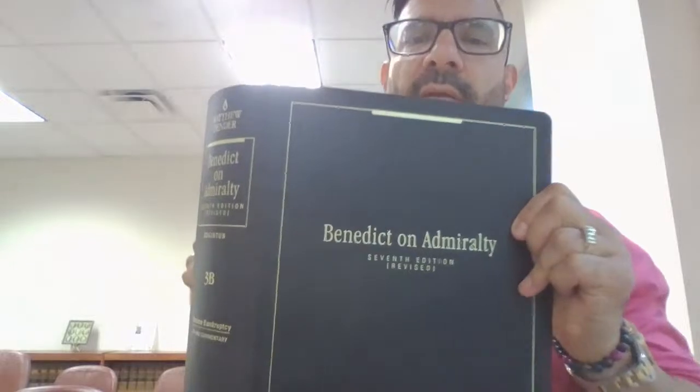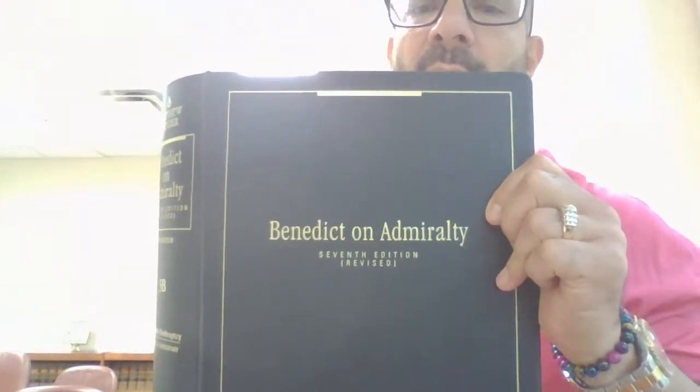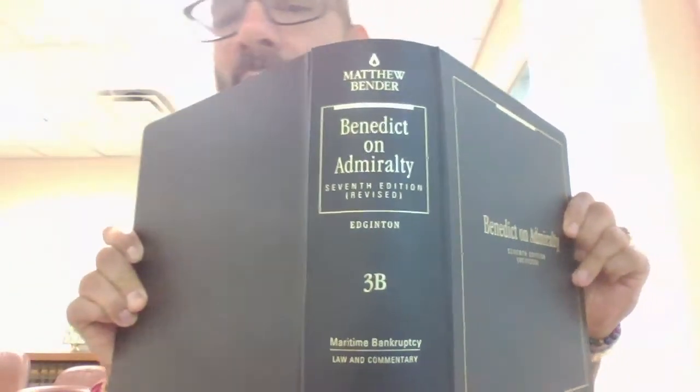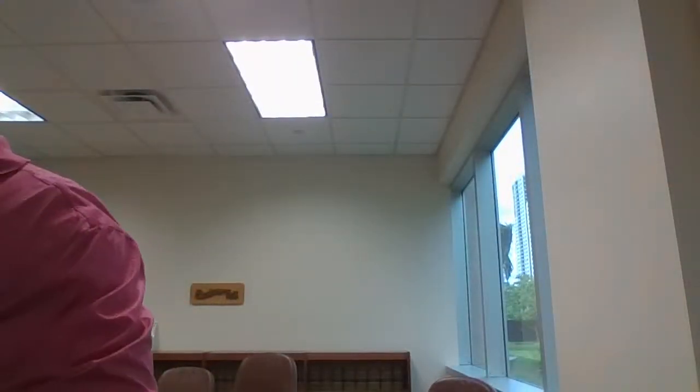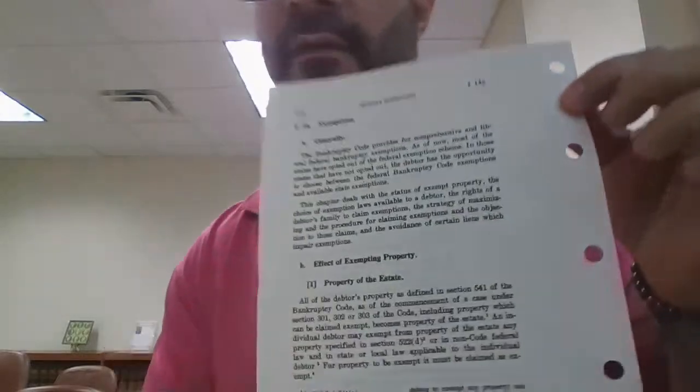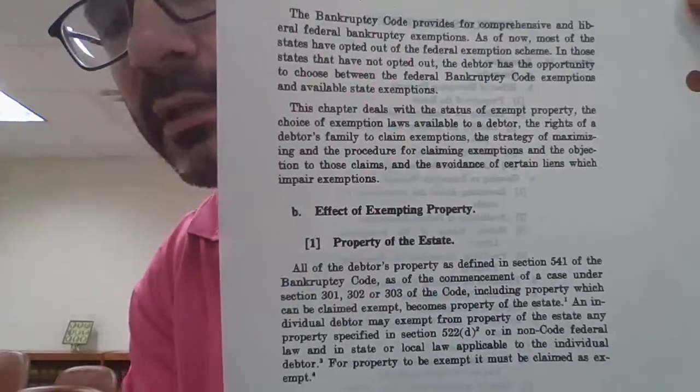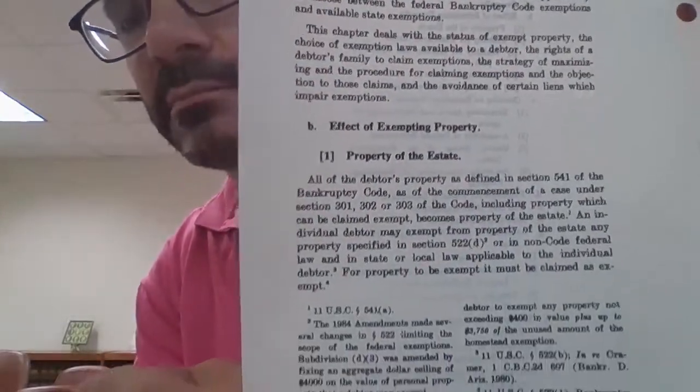This is Benedict on Admiralty. See? 3B. I want you to take a look at this and understand this. It says effects of exemption property. Effects of exemption property. See that? And I'm going to read it to you.